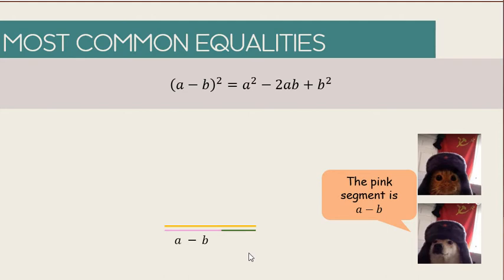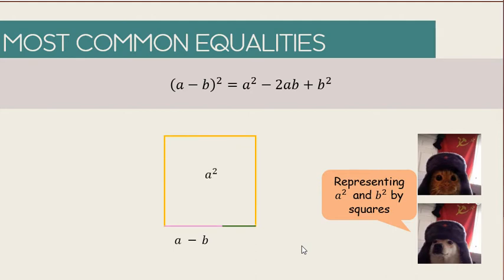Do you all agree? Obviously. And now we're representing the A squared and B squared on the right hand side by squares. Here we have a big square representing A squared. Remember the side A in the first step. The large segment is equal to A. So the area of this square is A squared. And here is the area of the square with the side B, and it is B squared.